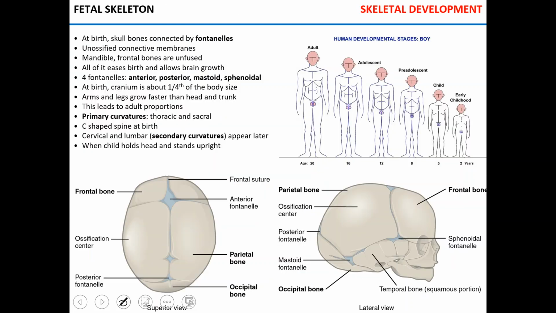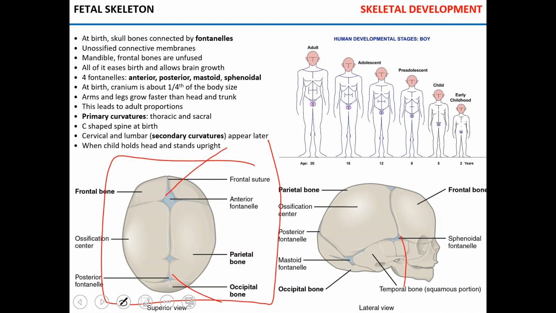Now, a few aspects of fetal skeletal development. At birth, the bones of the skull are connected by several fontanelles, like the anterior, posterior, sphenoid, and mastoid fontanelles. These fontanelles are connective tissue membranes. They allow the brain to grow. They allow the skull to expand. And they also make birth easier because they allow some movement of the skull bones.